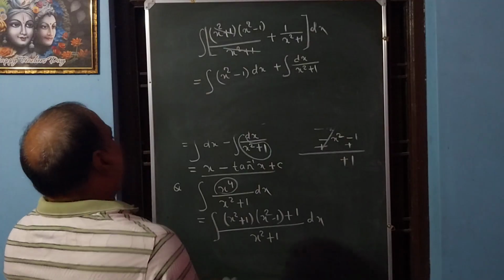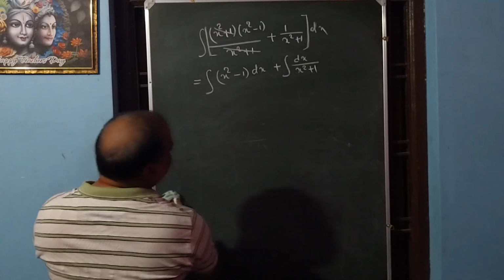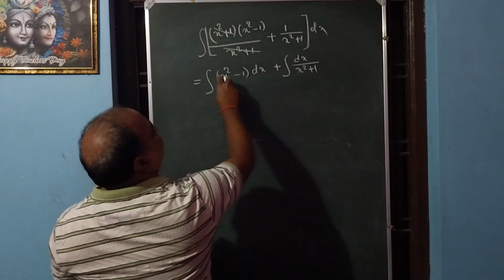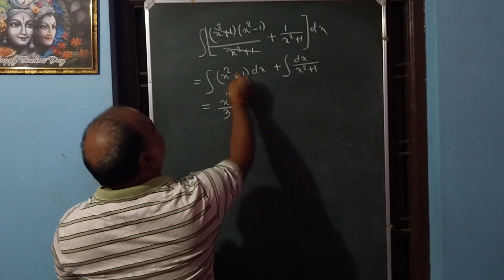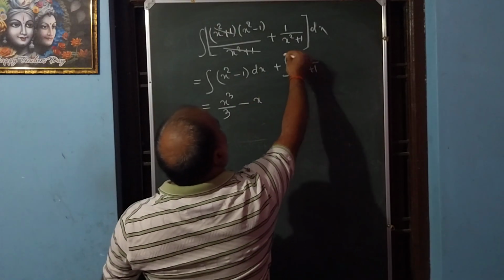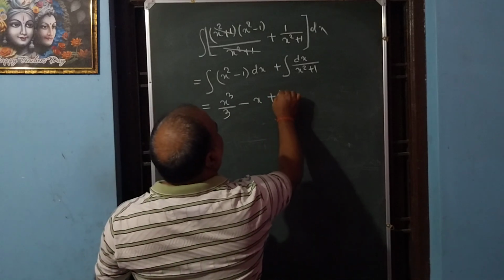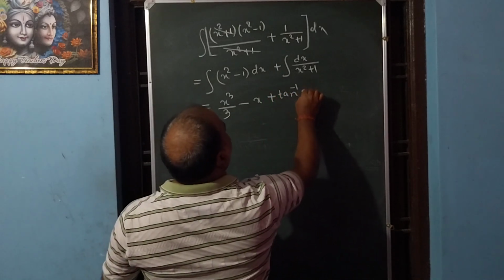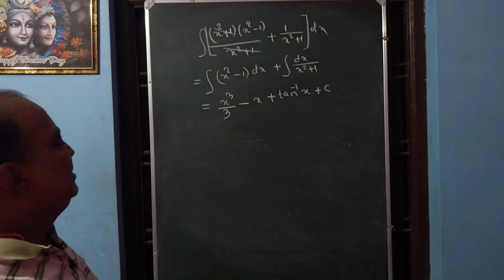Okay, now the integration of a difference is equal to the difference of their integrations. Here the integration of x square dx is x cube by 3, minus the integration of dx, which is x. So what is the integration of 1 by x square plus 1? That is tan inverse x plus c. Okay, so this is the answer.